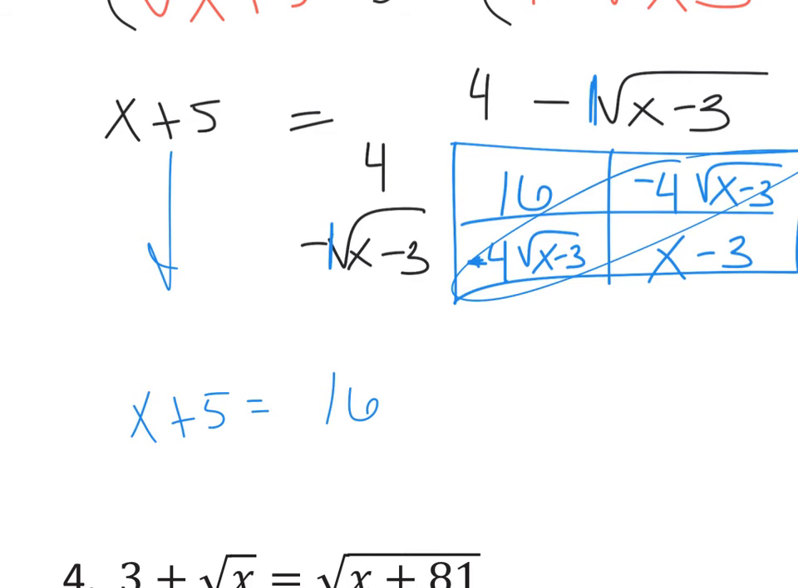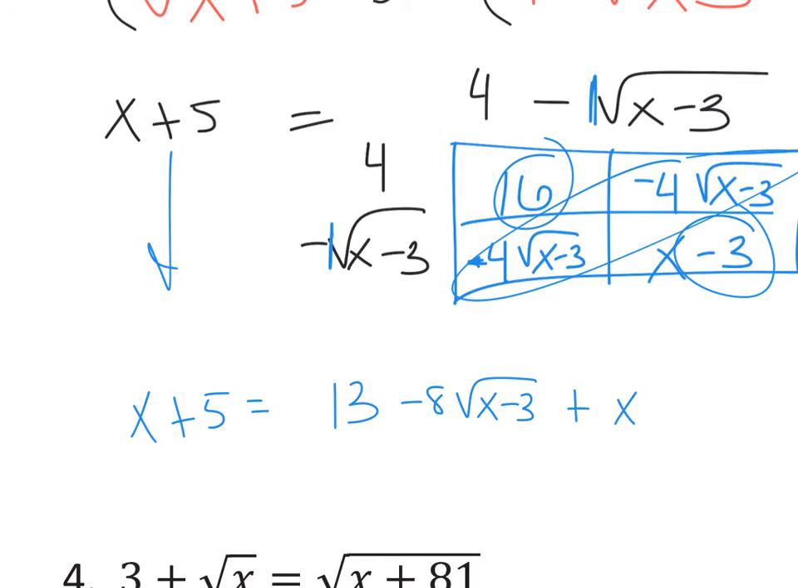16, these will combine to negative 8 rad x minus 3, because both of them are the same, plus x minus 3. I feel like I should have combined these to start, so I'm just going to do that now. 16 minus 3, yeah, that would make things a little bit easier. 16 minus 3 is 13. Yeah, okay. Like this radical right here.